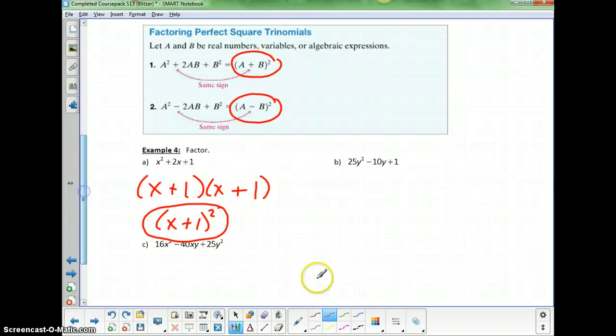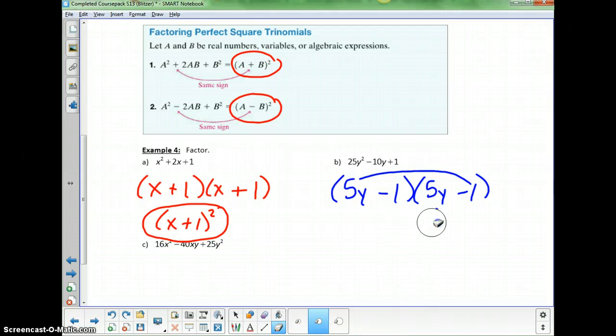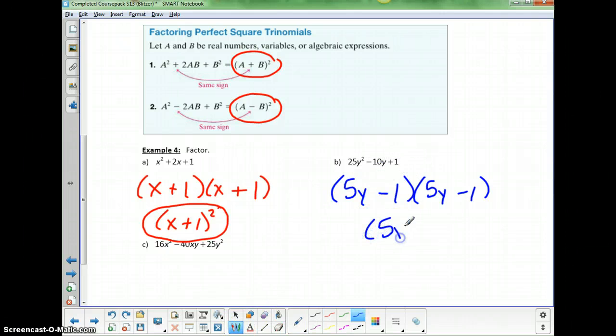Okay, so we'll try the same thing over here. Okay, 25 is 5 and 5. So I'm using trial and error here. 1 is 1 and 1. Okay, to make a positive 1 but a negative 10, those better both be negative. And let's check it out. We've got negative 5 and negative 5 for a negative 10. That's what I want, so that works. It's two of the same, so instead of writing it like this, I'm going to just write 5y minus 1 squared.